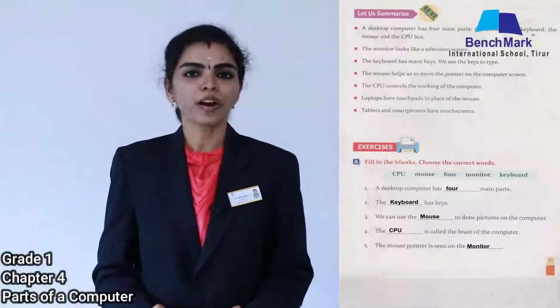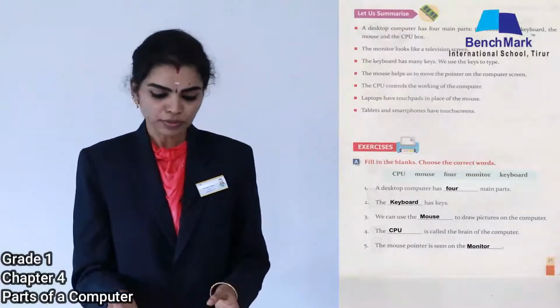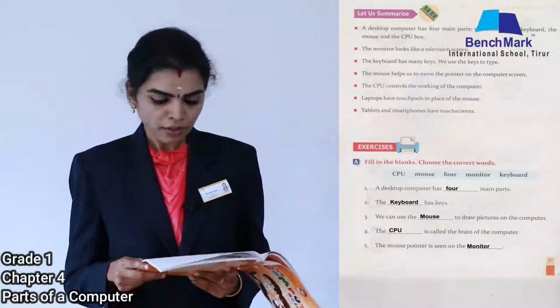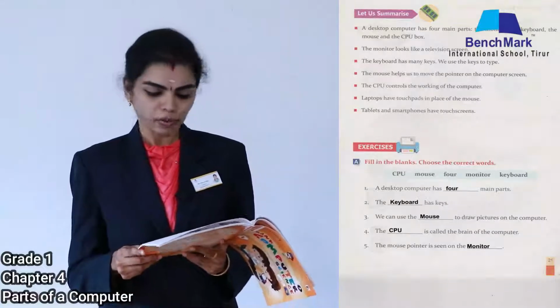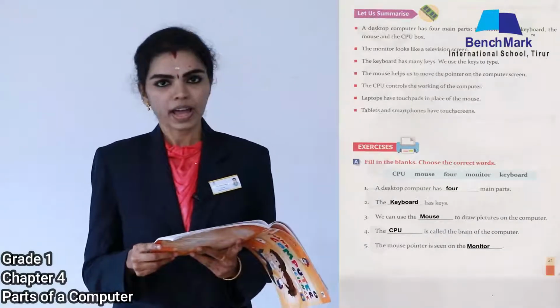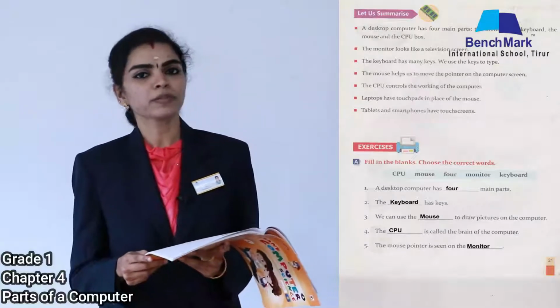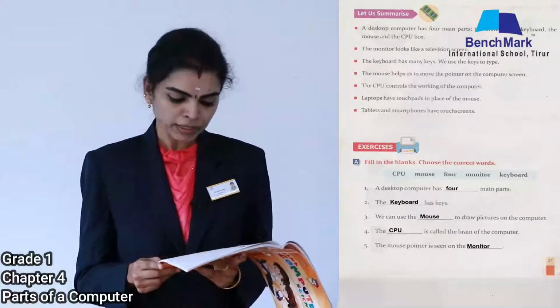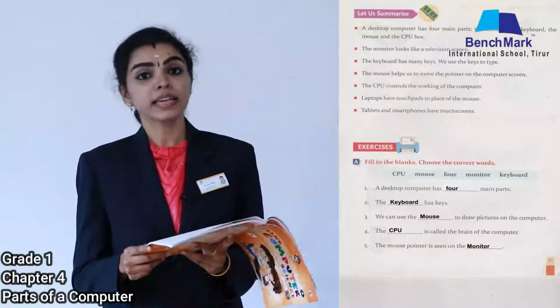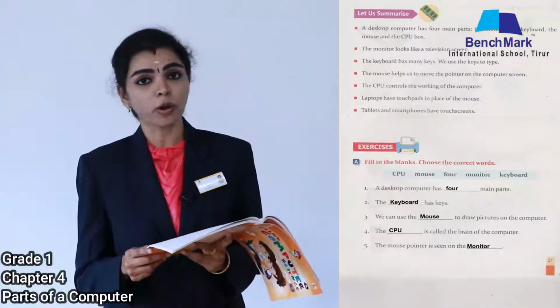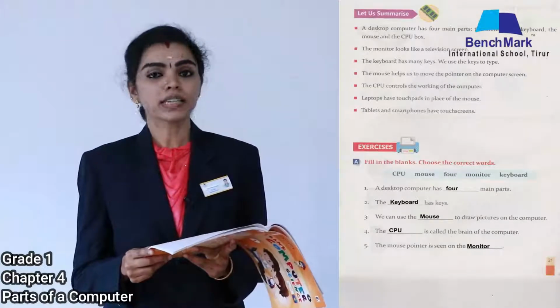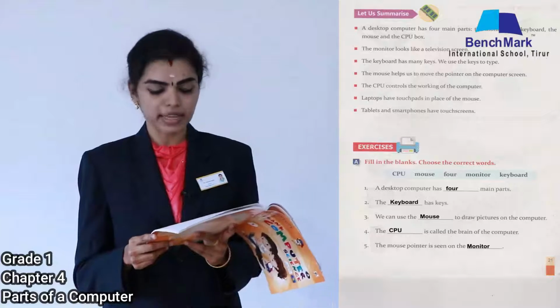Now let's move on to our book back exercise. The first exercise that we have is fill in the blanks, choose the correct word. A desktop computer has dash main parts. They have given what we have to fill in: 4 main parts. The dash has keys. Which part has lots of keys? That is the keyboard. The keyboard has keys.